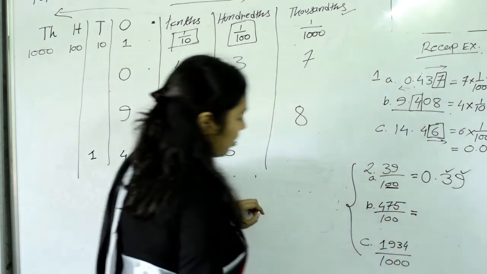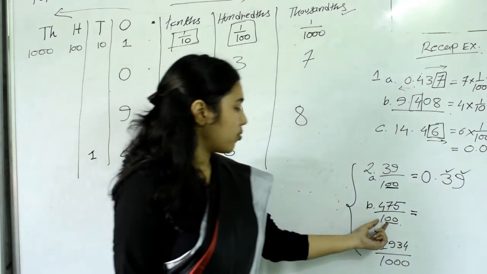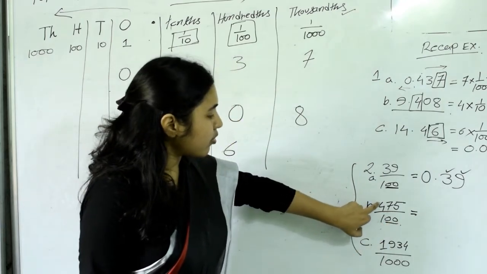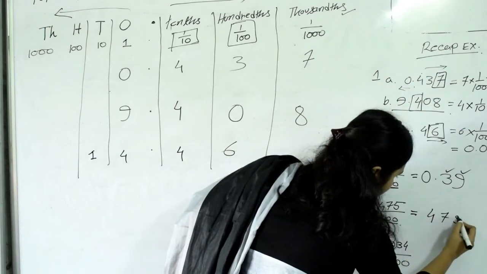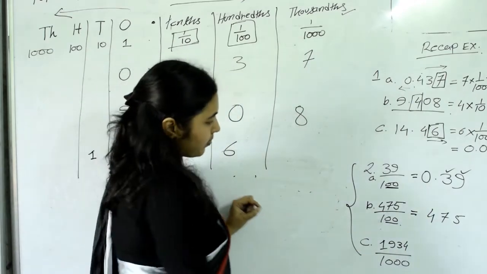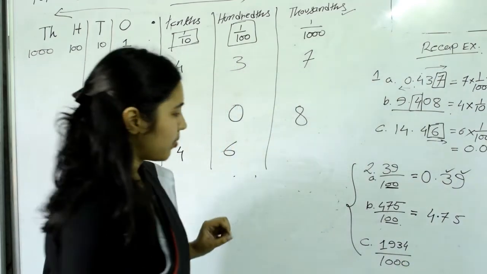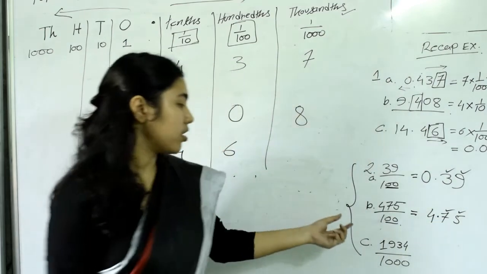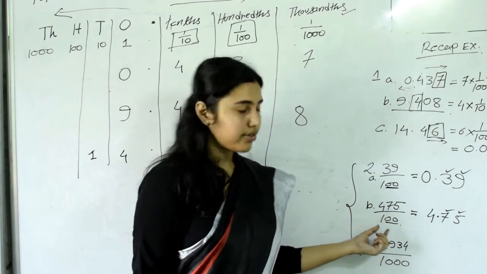Next, here also in the denominator we have 2 zeros. Here also 1 is followed by 2 zeros. But in the numerator we have 3 digits, right? So first write these digits. Now we have to insert this decimal point, right? So insert this decimal point at 2 decimal places, which means 1, 2. So here, because in our denominator we have 100, right?